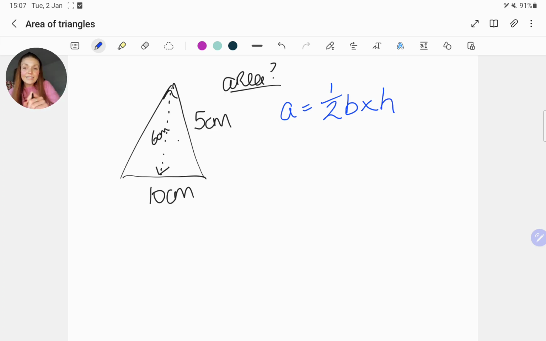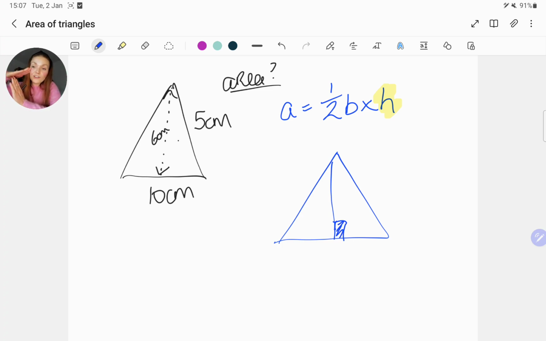Now, what's really special about the height in the area of a triangle is that it is always the perpendicular height. So that means the height that meets at a right angle. Perpendicular is whenever two lines meet at a right angle. So this is perpendicular because there's a right angle, so that's a perpendicular line. So where two lines meet at right angles is perpendicular.